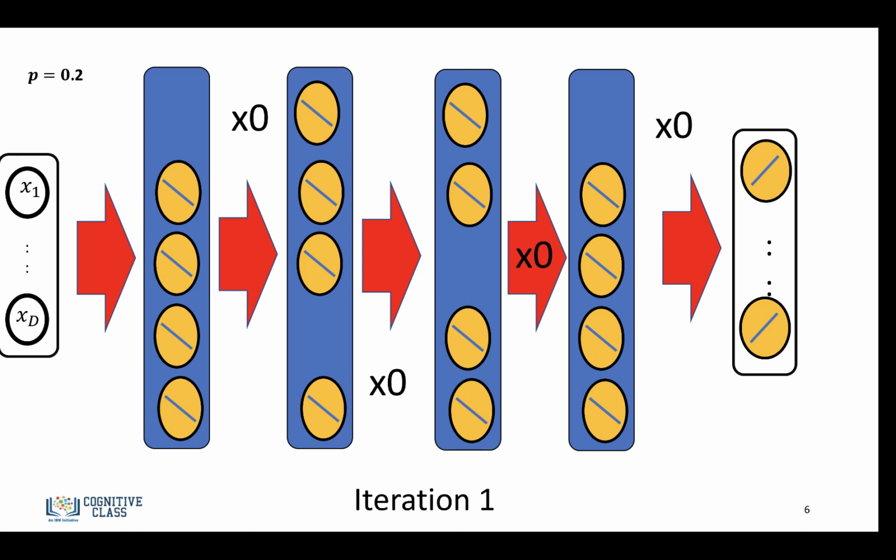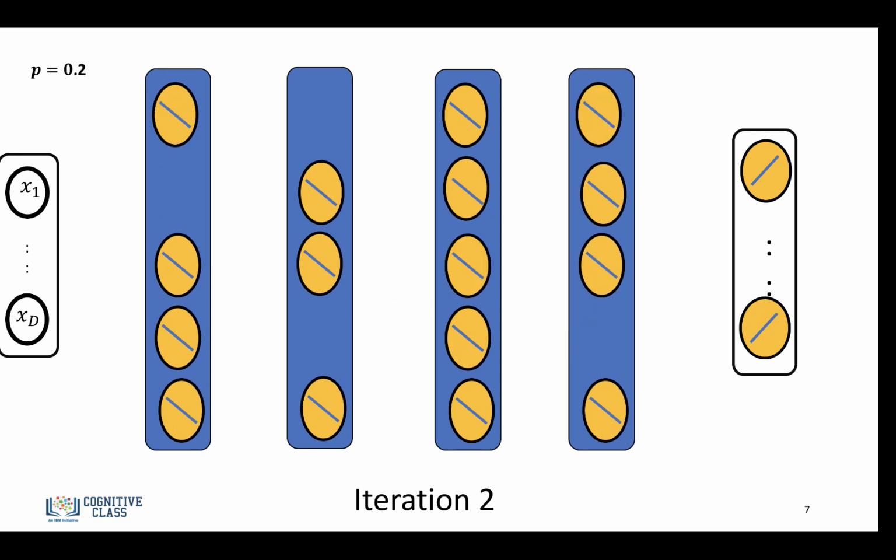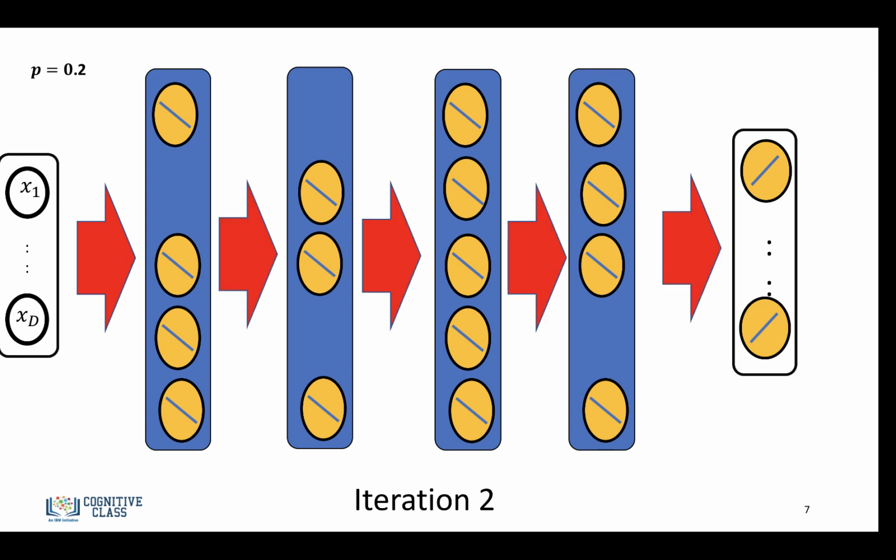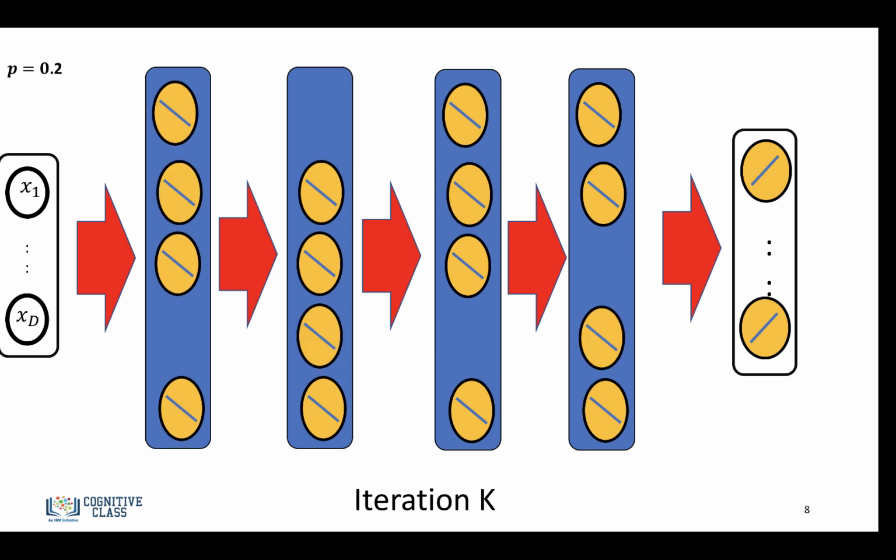So let's see what happens for the second iteration. So for the second iteration, we randomly turn off or kill a neuron. And as you can see, a different set of neurons are randomly and independently shut off. And then we calculate the forward step, and everything else remains the same. We repeat the process again for the kth iteration, and basically that's it.